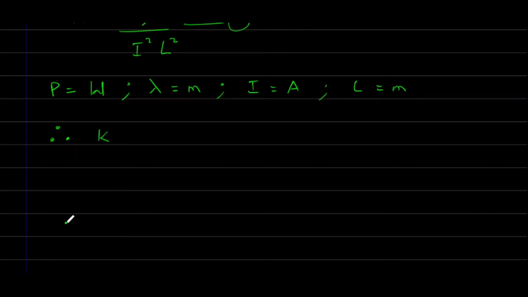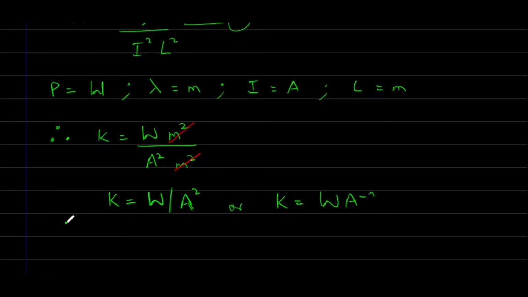K is going to be equal to power, which is watts, times lambda, our wavelength, whose unit is meter, but we have it squared in the equation as meter square, over current, which is ampere, squared in its equation as well, times length, which is meter square. So in that case, meter square cancels meter square. So the value for K becomes watts per ampere square, which we can also write as watts A raised to the power minus 2.